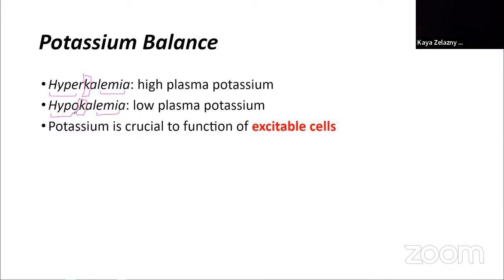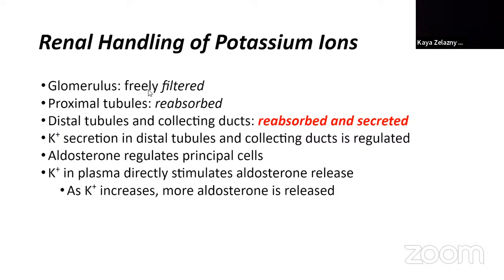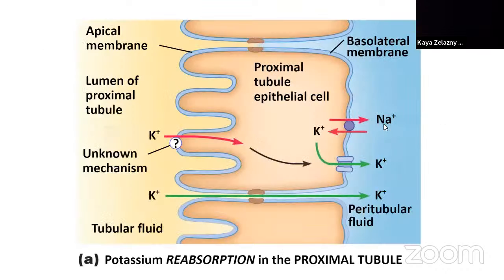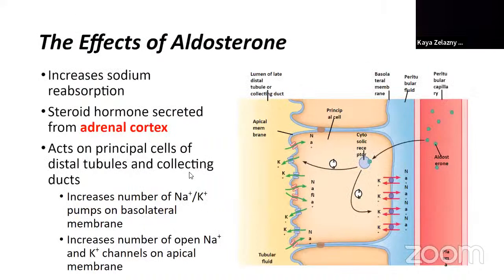Potassium is also important for our excitable cells, right? Potassium was one of the other ions that we talked about when we talked about the action potential in neurons. So we see a similar sort of pathway. The only real difference here is that potassium is moving in opposite directions and it can be secreted. And then we got hormones affecting it.